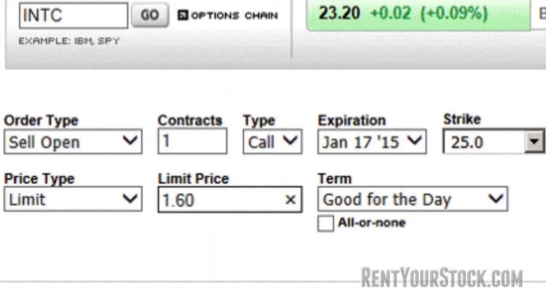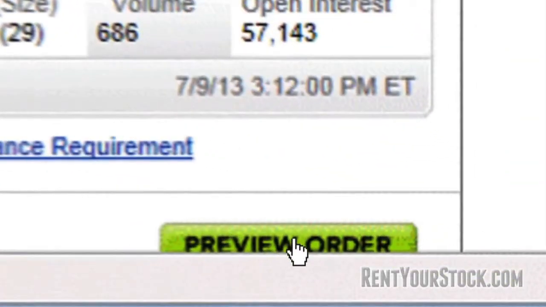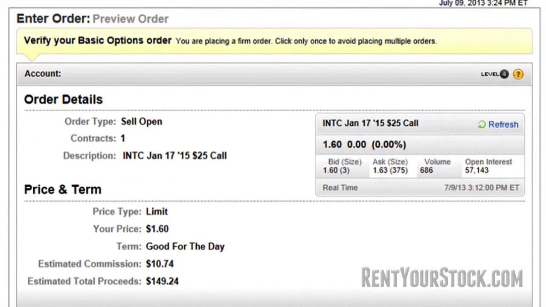Lastly, I usually select Good for the Day under the Term field. This just means that if no one rents your stock by the close of the stock market today, you will automatically rescind your rental offer. Next, click Preview Order. Double check everything again and then click Confirm. Voila, you just rented your first stock.